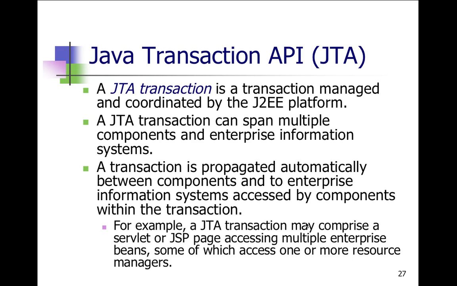So the JTA transaction is a transaction managed and coordinated by the J2EE platform. So we talk about it as a JTA transaction, and it can span multiple components in enterprise information systems, and the transaction is propagated automatically between the components and the information systems themselves. Here's an example on the bottom. For example, a JTA transaction may comprise a servlet or a JSP page accessing multiple enterprise beans, some of which access one or more resource managers or other components in the system.